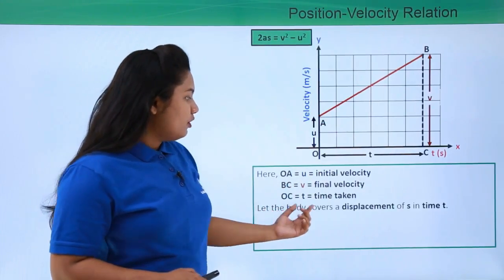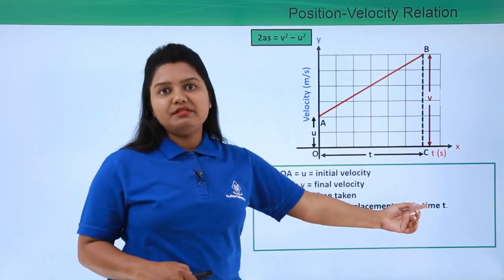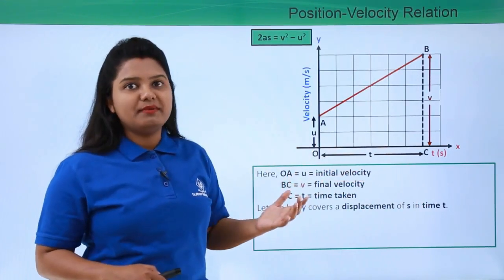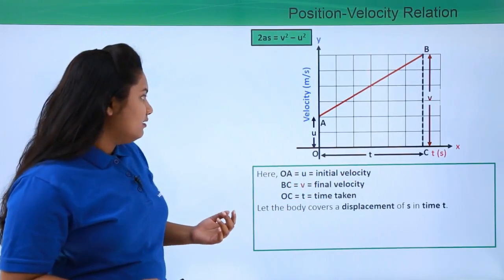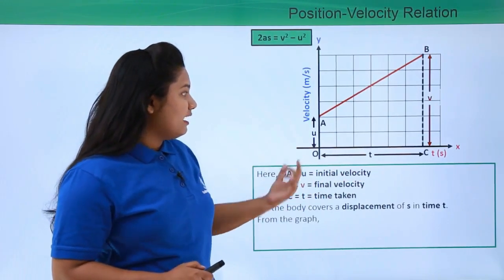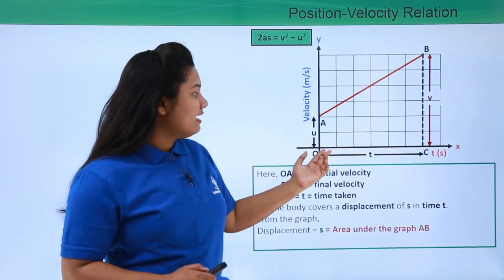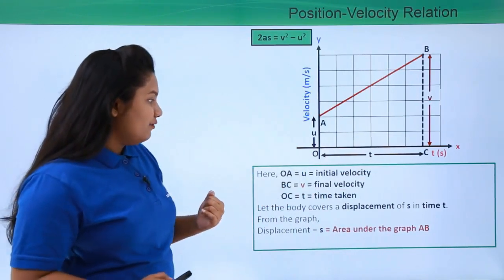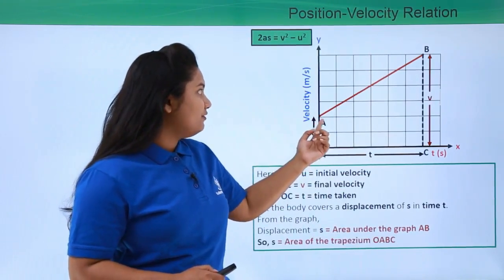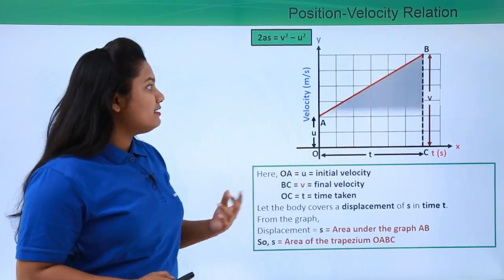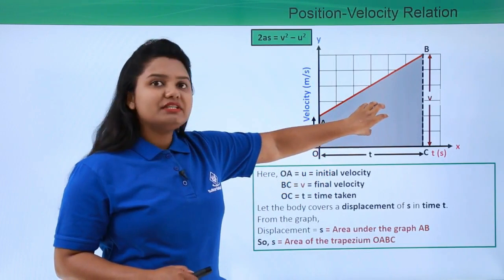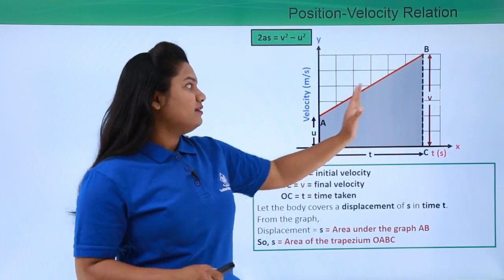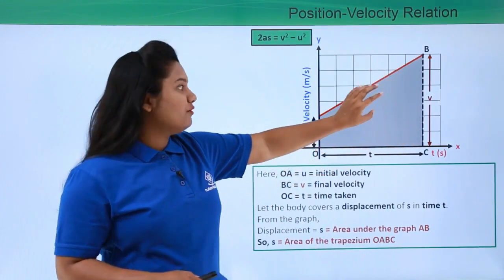Now, let the body cover a displacement of s in time t. So in time t, let the body cover a displacement which is denoted by s. Now, the displacement of the body from the graph we can calculate as the area of the trapezium OABC, which is the area under the graph AB. So it is this area. That is, this area of the shaded region gives us the displacement of the body from point A to point B. So this is what we are going to find here.